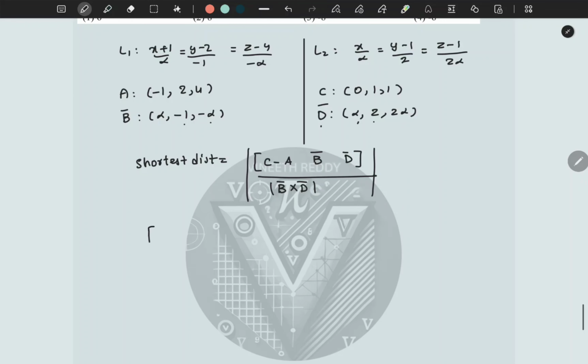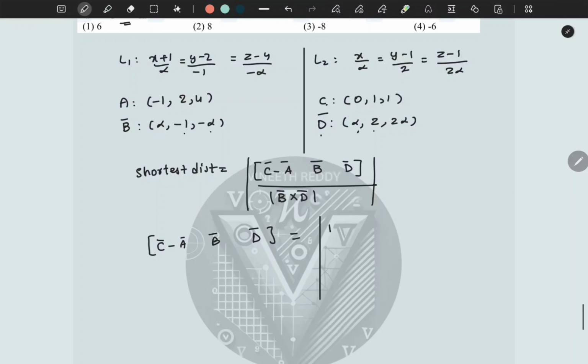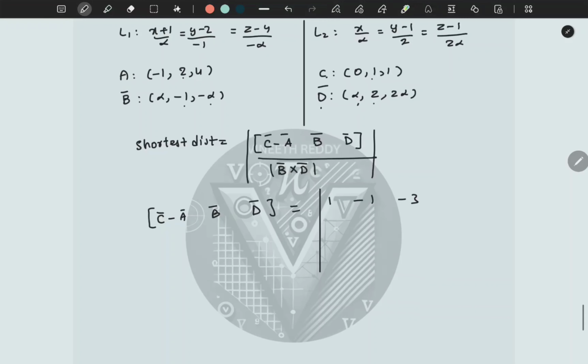So we will first find the numerator. Numerator is box of C minus A, B, D. So box of this is nothing but a determinant, dear students. In the first row we will write OC minus OA, that is 0 minus of minus 1, next 1 minus 2 is minus 1, 1 minus 4 is minus 3. In the second row we will write the position vector of B, that is alpha, minus 1, minus alpha. In the third row we will write the position vector of D, that is alpha, 2, 2 alpha.